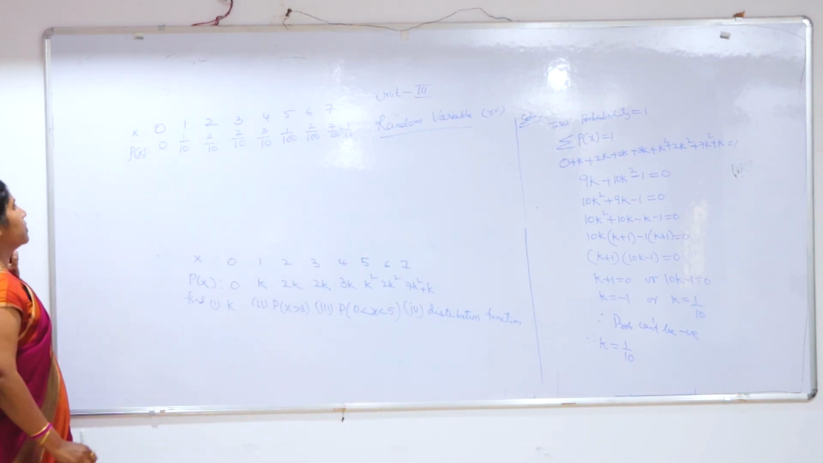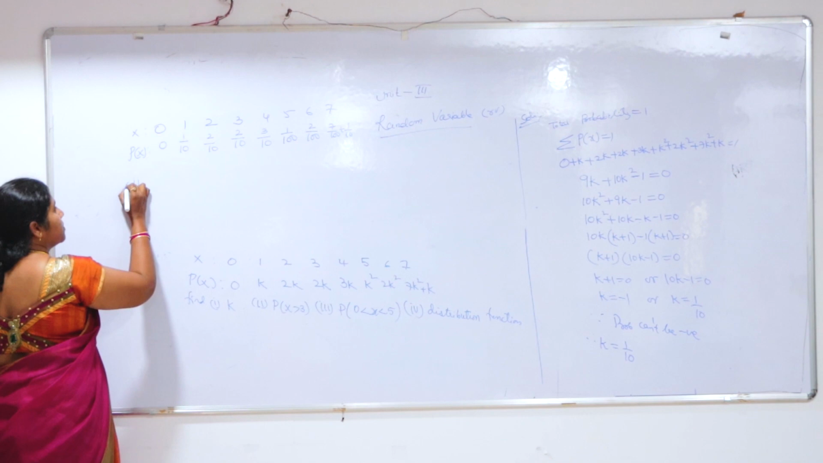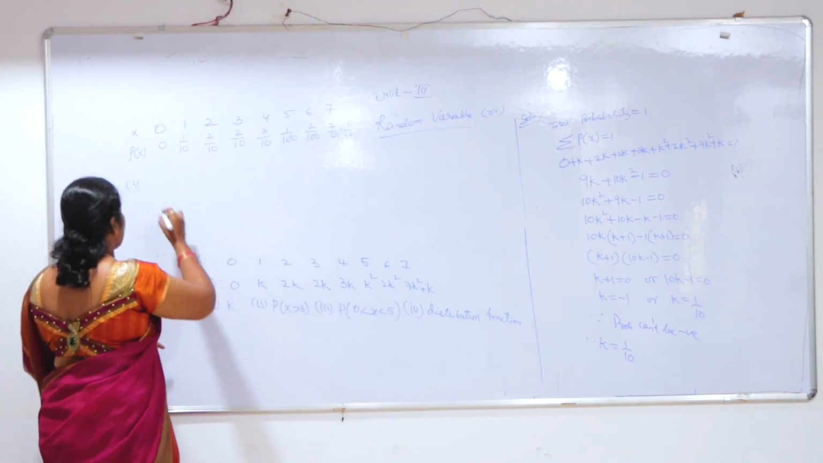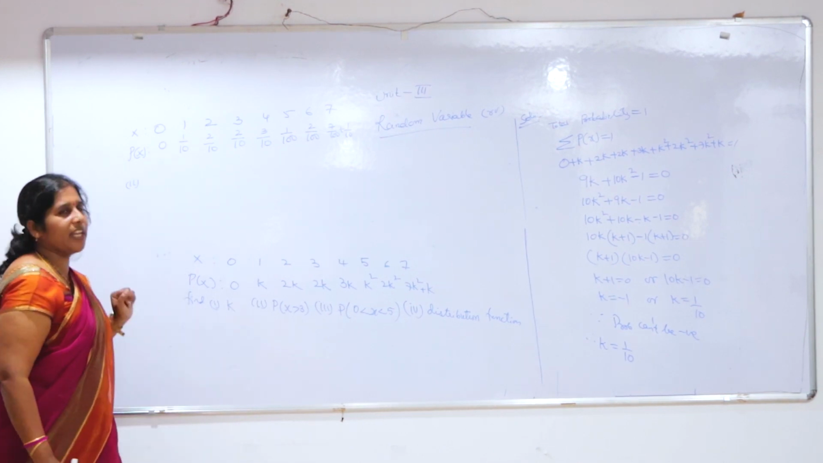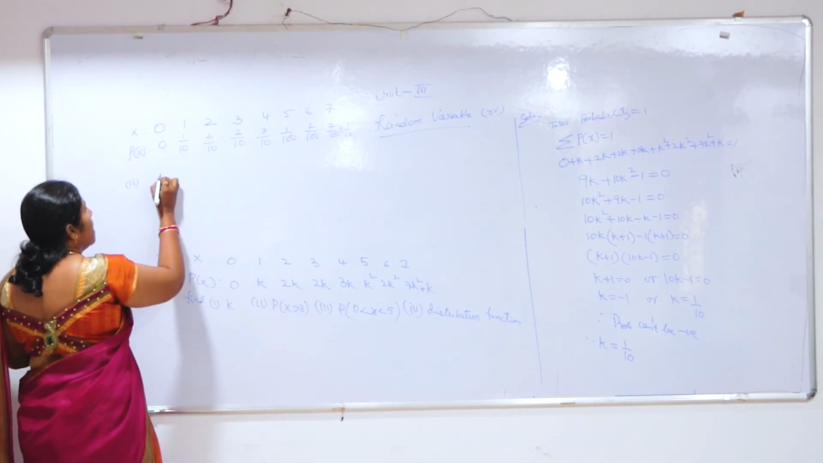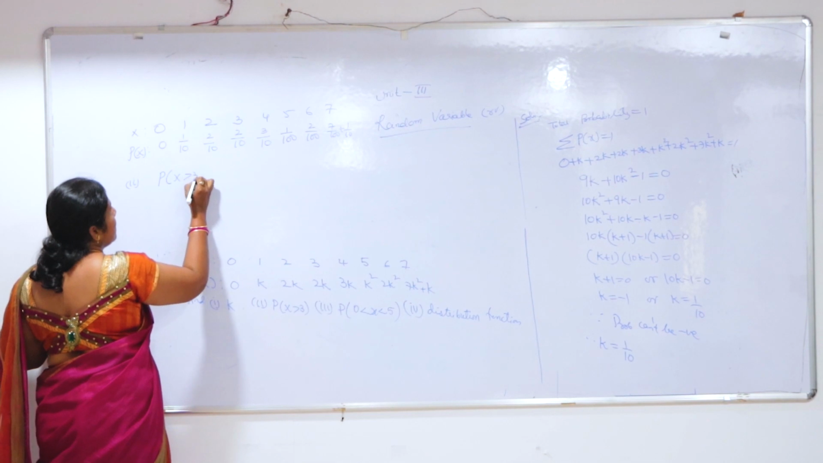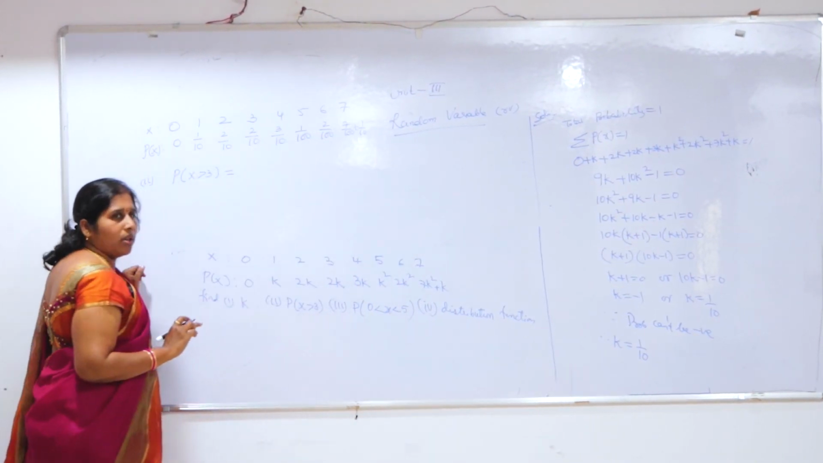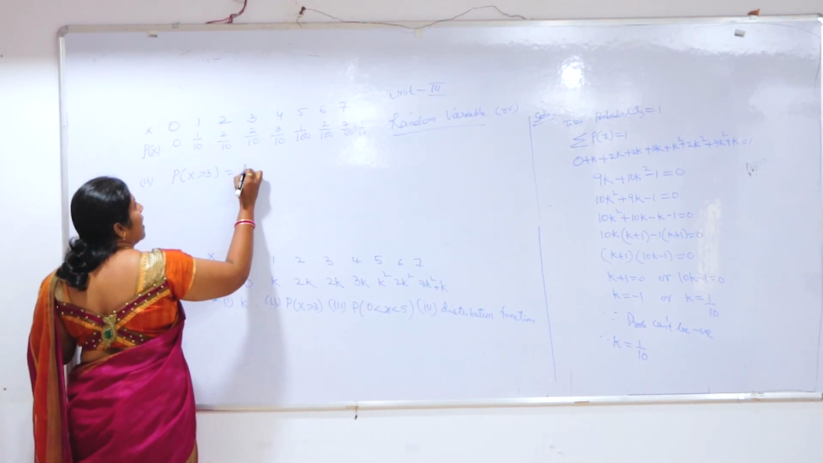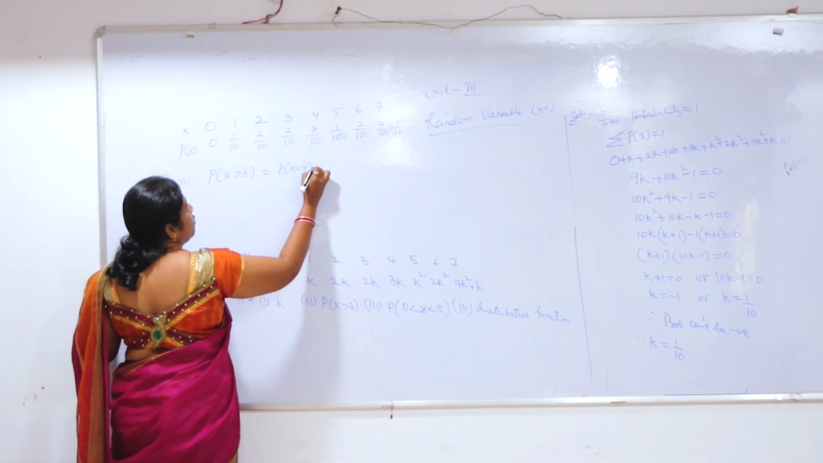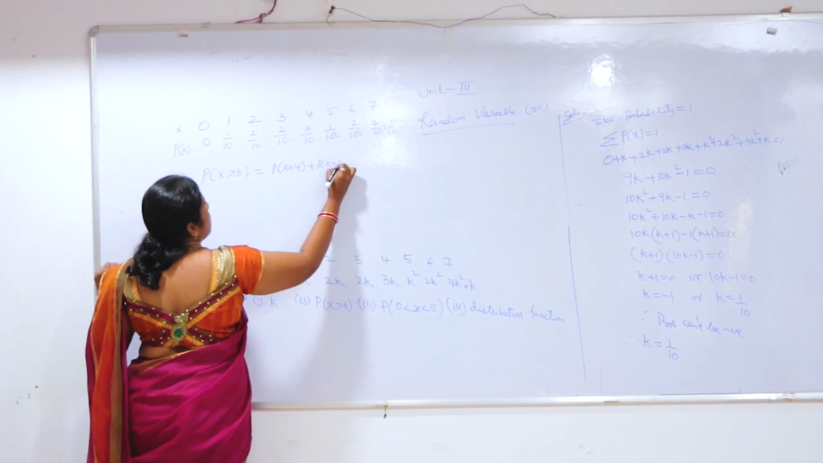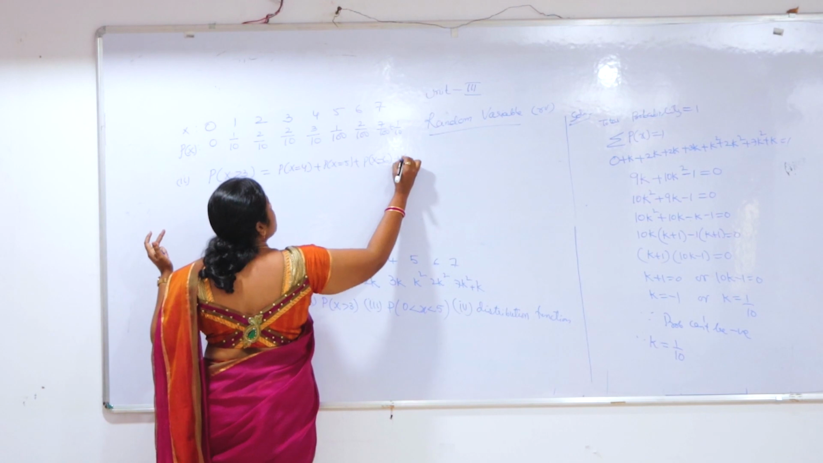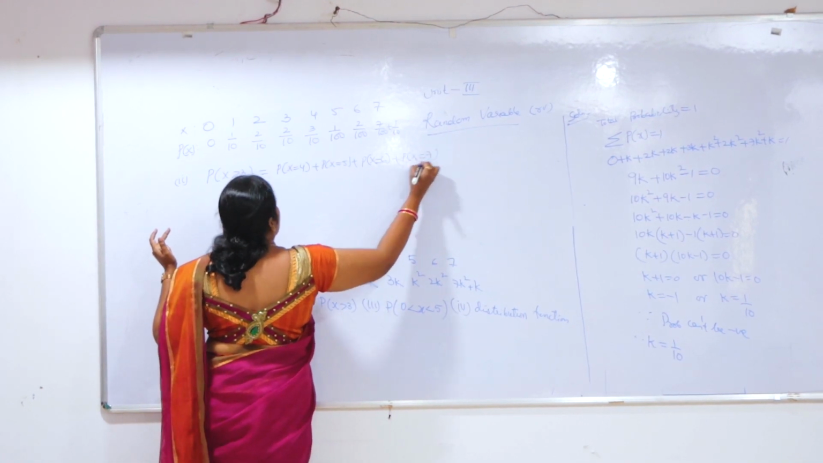Okay, now we'll solve the first bit. What is the first bit? Already we have done: k value equal to 1 by 10. Now the second bit. What is the second bit? Probability of x greater than 3. So how to calculate x greater than 3? Greater than 3 means 4, 5, 6, 7. All these values you need to calculate. That is probability of x equal to 4 plus probability of x equal to 5 plus probability of x equal to 6 plus probability of x equal to 7.